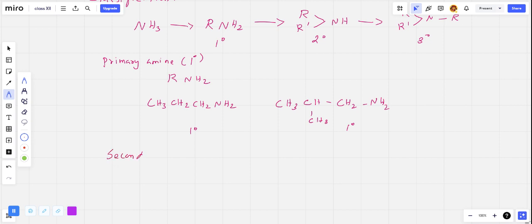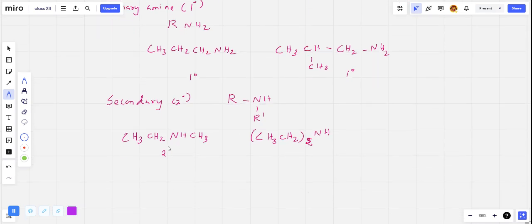If you take secondary amines, two hydrogens in ammonia will be replaced, like CH3, CH2, NH, CH3. Why is it secondary? Two hydrogens are replaced by two alkyl groups. This one is also secondary, with two hydrogens replaced by two alkyl groups. So both are secondary.